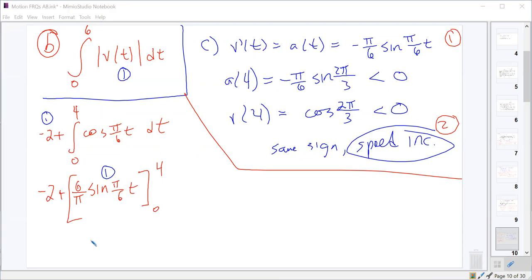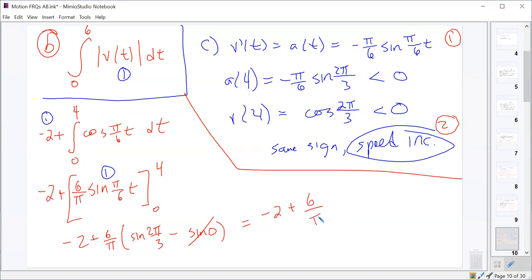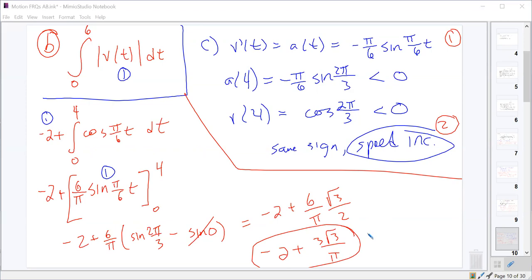And so that should be negative 2 plus 6 over pi times the sine of 2 pi over 3 minus the sine of 0. Sine of 0 is 0, so we can ignore that. Sine of 2 pi over 3 is root 3 over 2, so we've got negative 2 plus 6 over pi times root 3 over 2, or negative 2 plus 3 root 3 over pi. And that is your last point. Good or no?